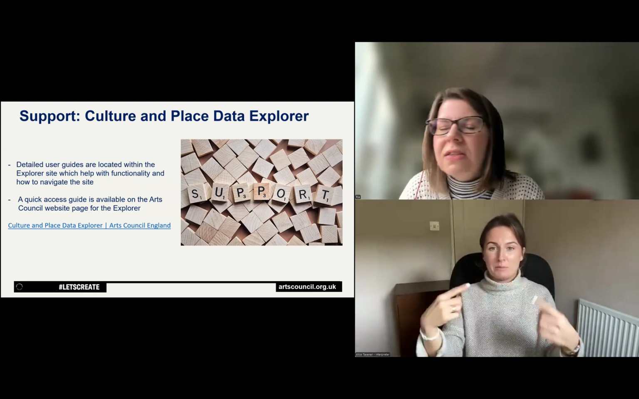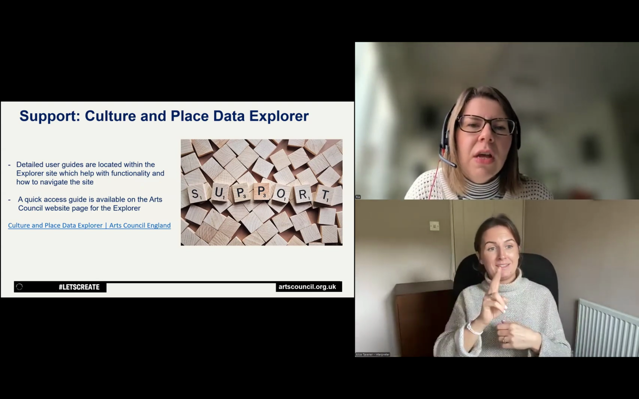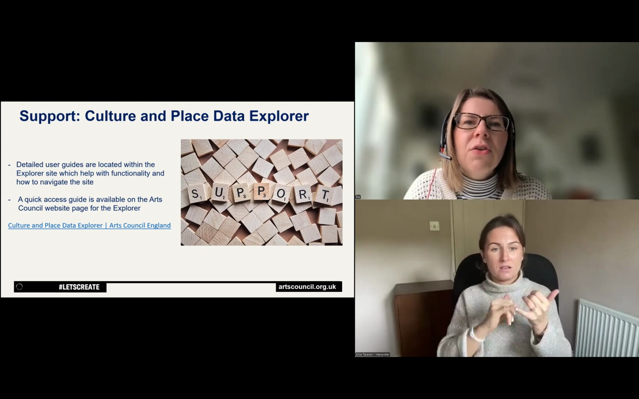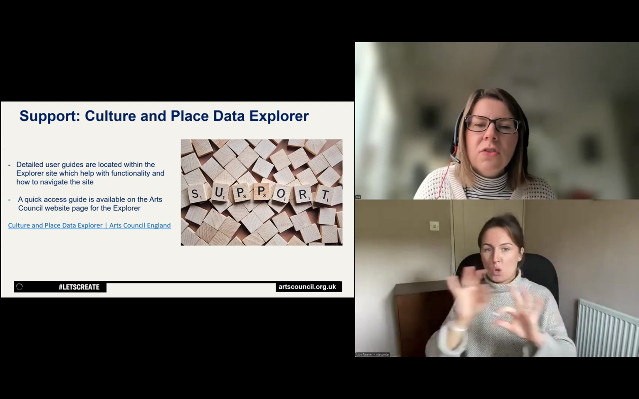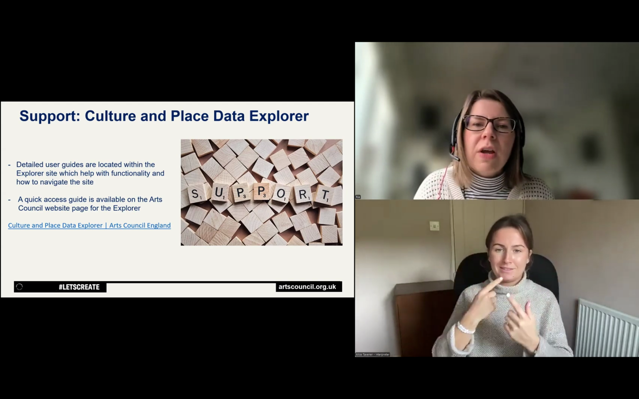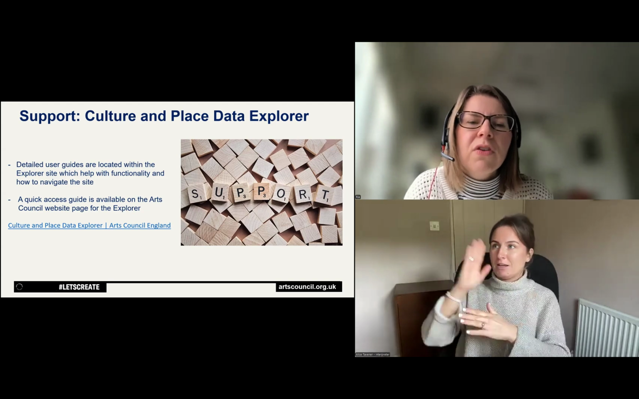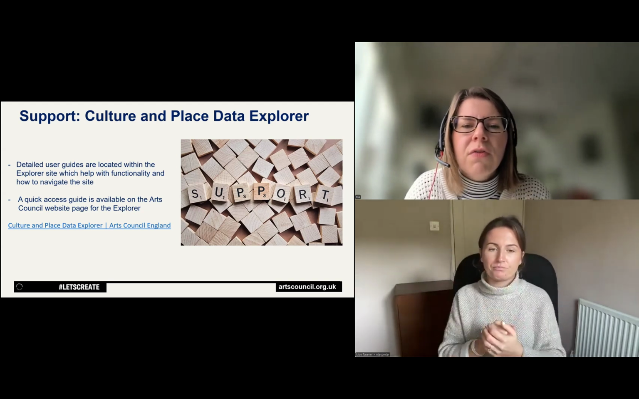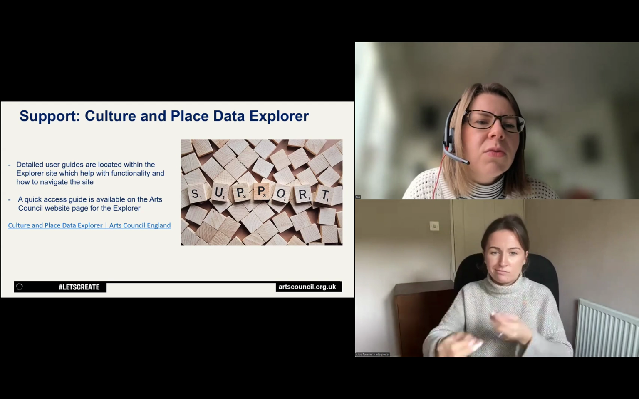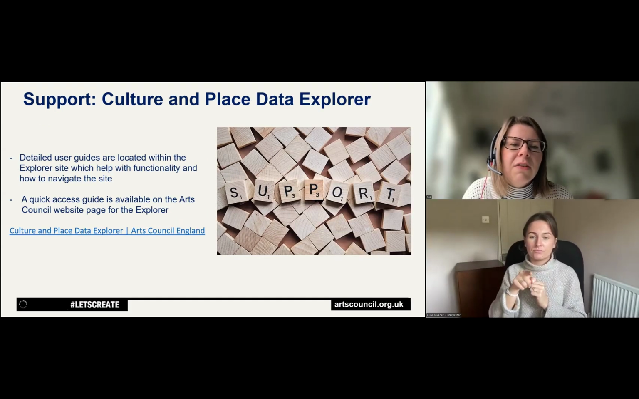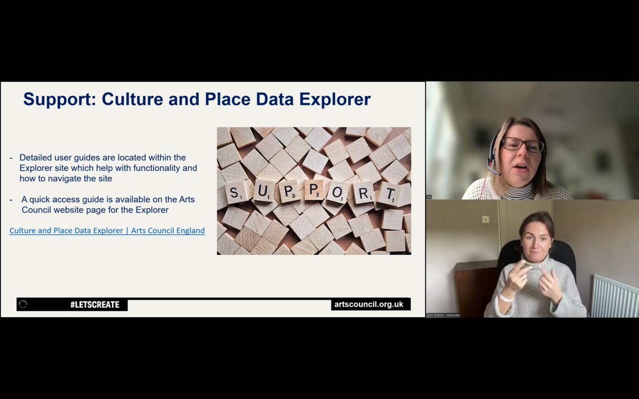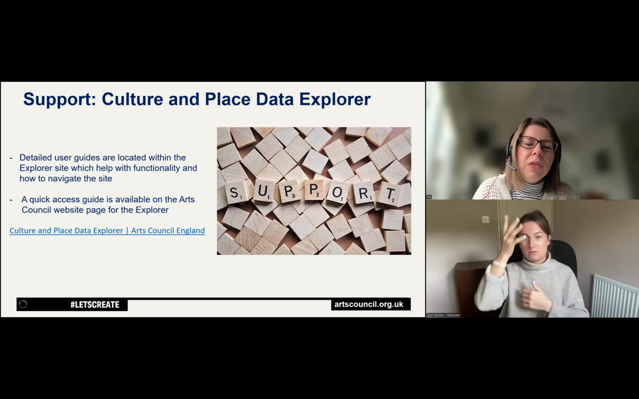So if you wanted to look at census data, there are many other places you could look. But what that means is there's no commercial data in the Explorer. It is very much used directly from the source, and you can always view where the source is from if you're interested in the provenance of the data. There are some user guides located within the Explorer site if you're interested in particular functionality or how to navigate the site. And we have a quick access guide available on the Arts Council website for the Explorer, and we can share these slides afterwards with the links.